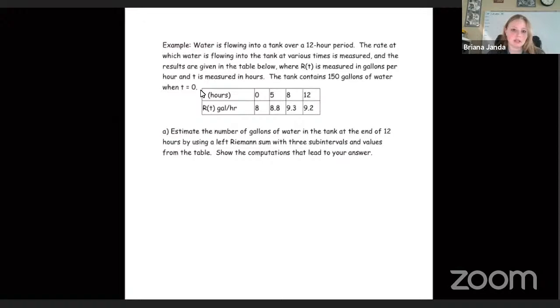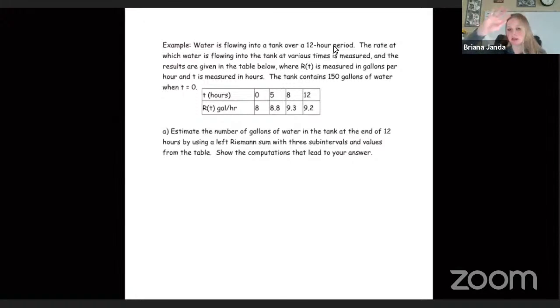So we're starting with a situation where we've got a table of data given to us that is talking about water flowing into a tank, and it's over 12 hours. The rate at which the water is flowing into the tank is given in the table. And the results are shown below, and they are listed in gallons per hour. So our rate of change is gallons per hour.